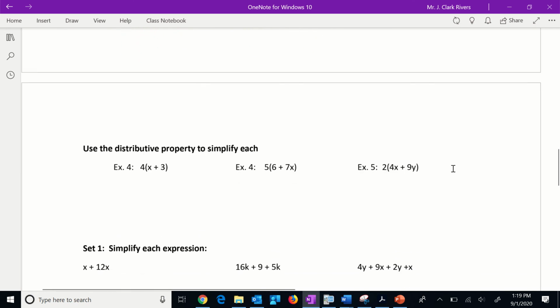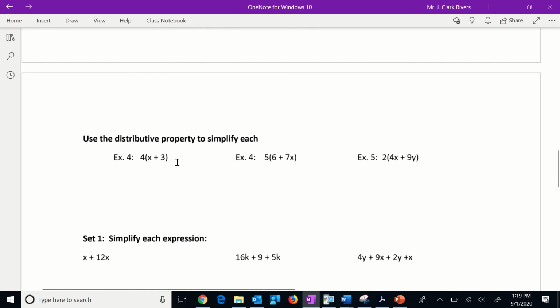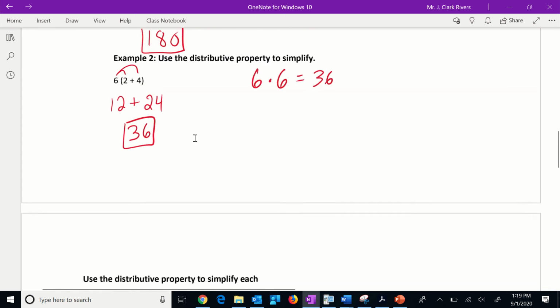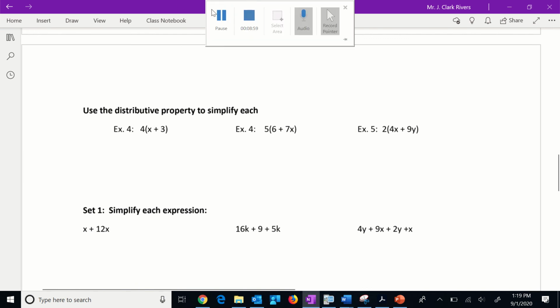All right. Use the distributive property to simplify each. Oh, I got 2 example 4. Sorry about that. So first example 4, second example 4. I think I skipped example 3 is what I did. But use the distributive property to simplify each of these. So pause the video now. Go ahead and try all 3.